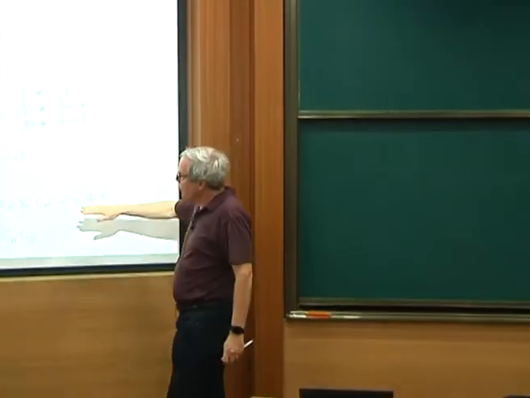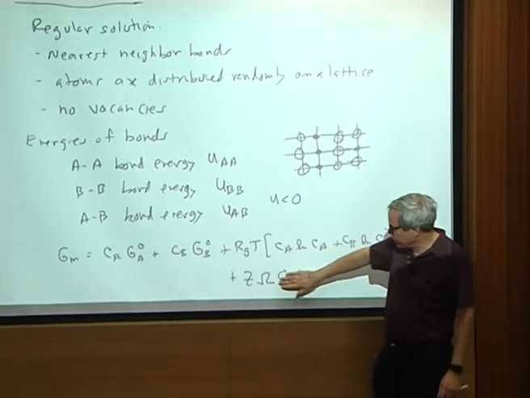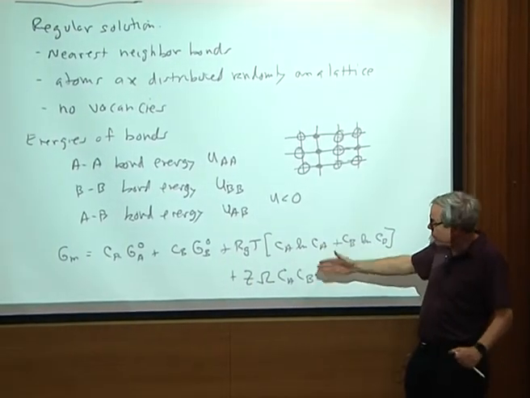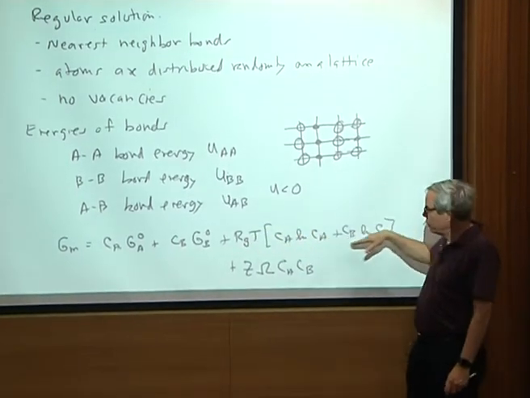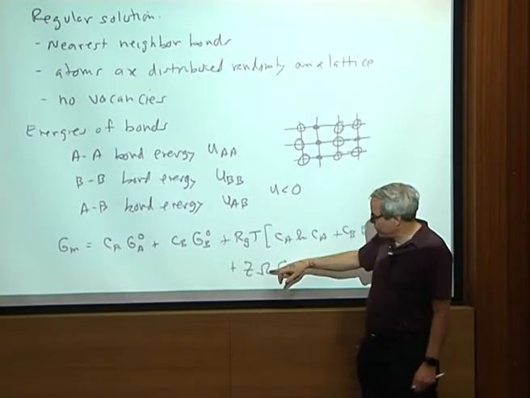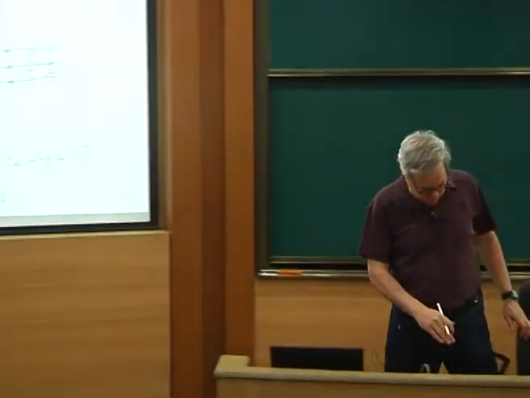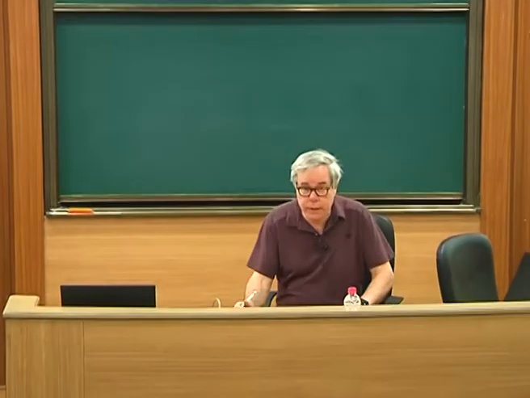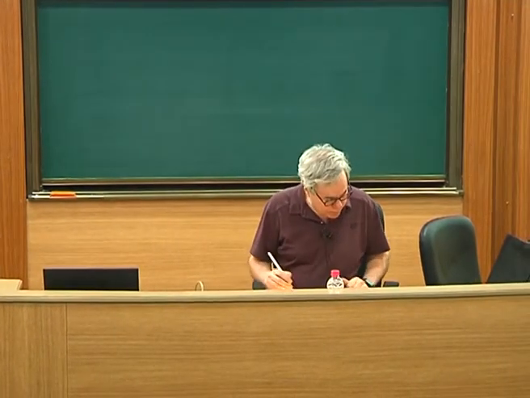So if omega is 0, and I'll show you in a second what that means, you have no preference between A and B atoms. You only have this term here, which is the entropy of mixing. And depending upon the sign of omega, you begin to change that entropy of mixing term. Okay, questions? Comments? Okay, most of you probably may have seen this before.